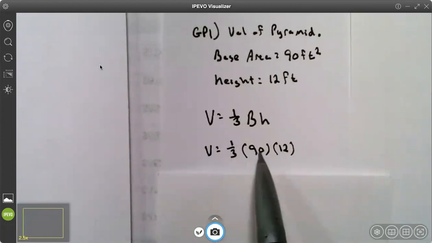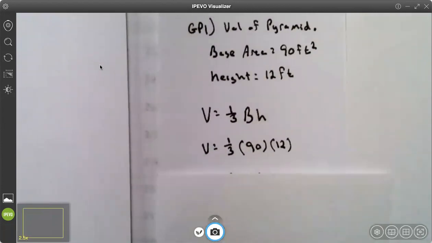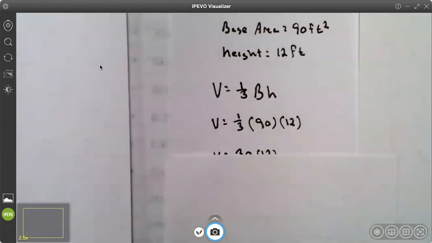You could say 1/3 of 90 is 30, and 30 times 12. You could say 1/3 of 12 is 4, and 4 times 90. You could say 12 times 90 first, get your answer, and divide it by 3. Lots of ways you could do it. Let's see how I do it.